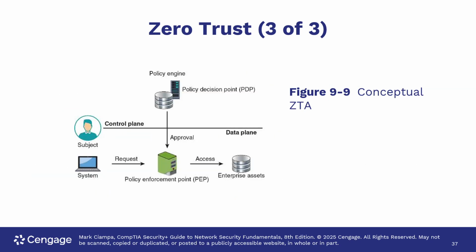So here's your policy engine at the top. There's your control plane below it. If it's approved, it goes down to the policy enforcement point, and then if it's approved there, it's given access. And you can see here comes the request on the bottom left, and all those steps above have to take place first.